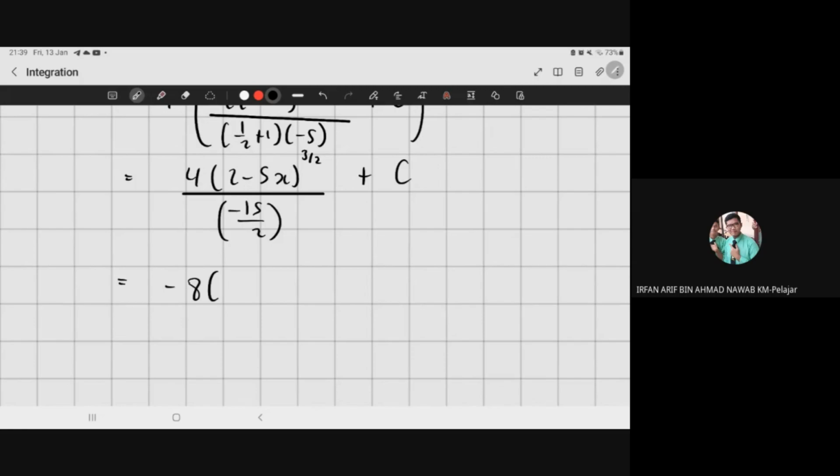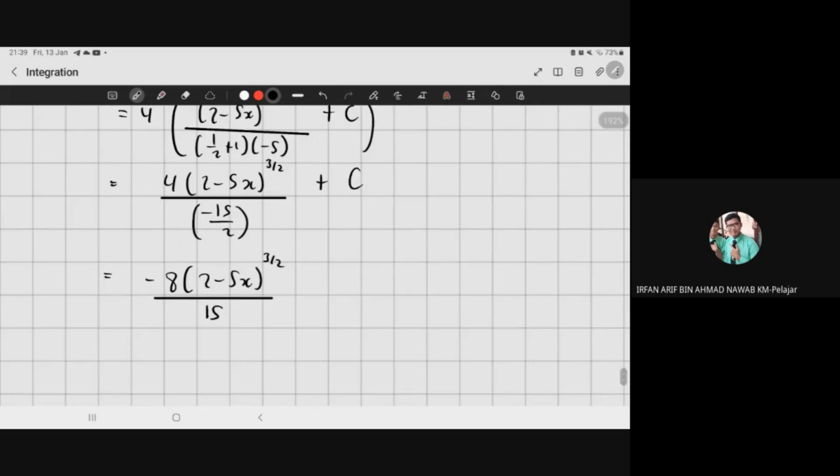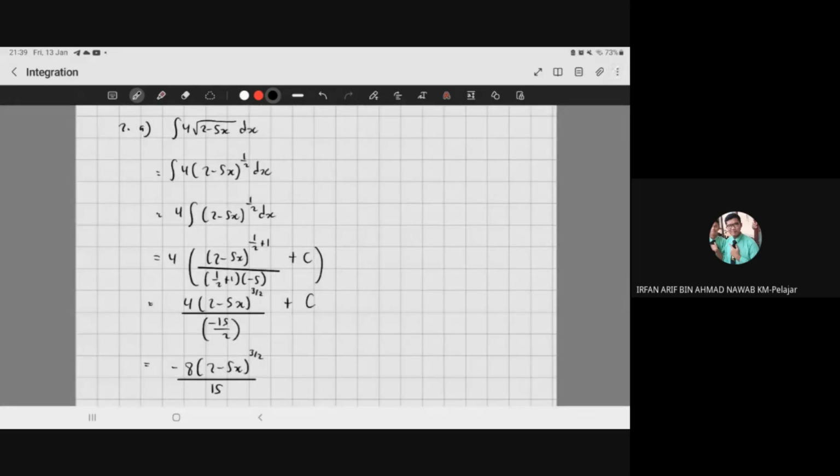Yeah. 2 minus 5x to the power of 3 over 2, divided by 15. Okay, that should be your answer, by applying the rules of integration that you've been given. So yeah, I think my one's correct. So, extra questions. Yeah, but can say what, negative 8. Oh, sorry, plus C, I forgot. Negative 8. All right, it seems correct. Okay, I will check.